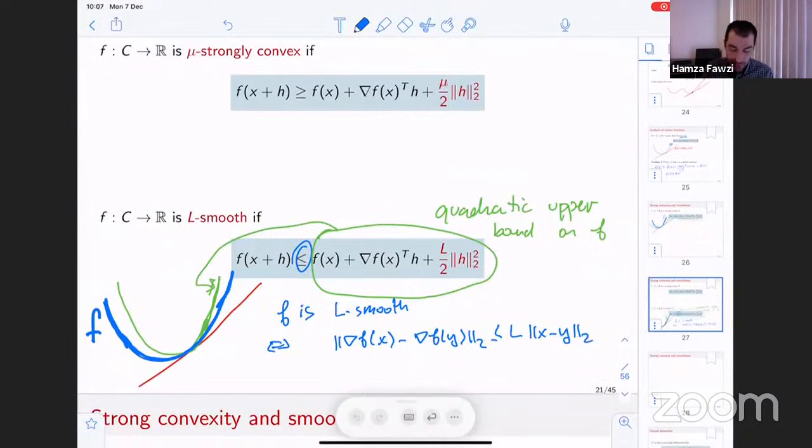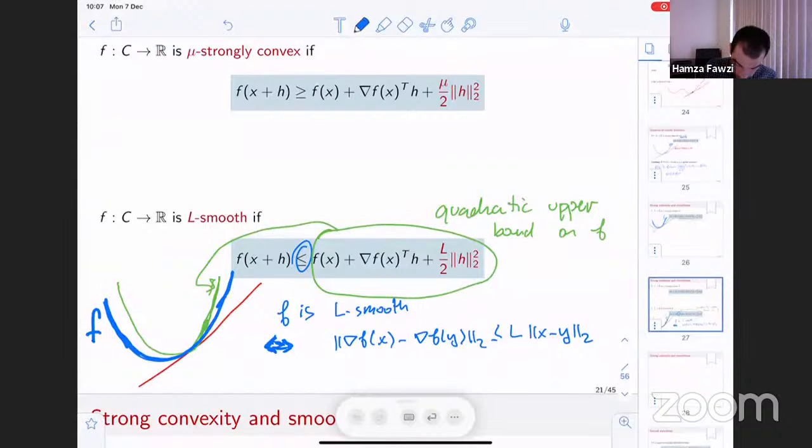Meaning that the gradient of f at x minus the gradient of f at y, measured in the 2 norm, is less than L times the norm of x minus y. I will not prove this. This is something that is pretty standard. You can try it yourself, or you'll be able to find it easily in textbooks on optimization or on convex analysis.